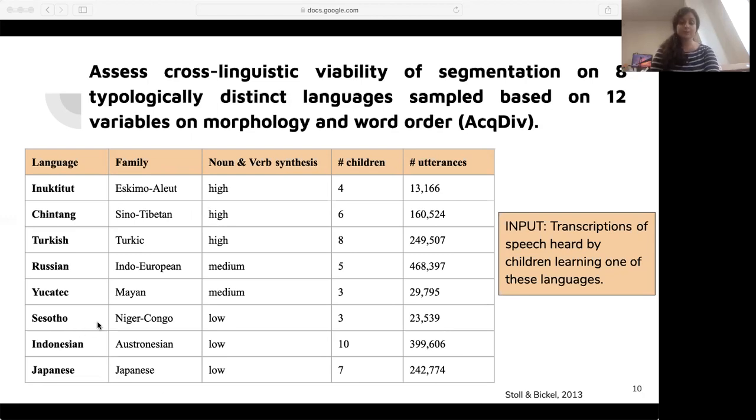Each one of the languages comes from a different linguistic family, and one of the variables is, for example, noun and verb synthesis, so the number of grammatical categories which are expressed by the noun and the verb. You may also see the number of target children which were recorded and the number of input utterances.